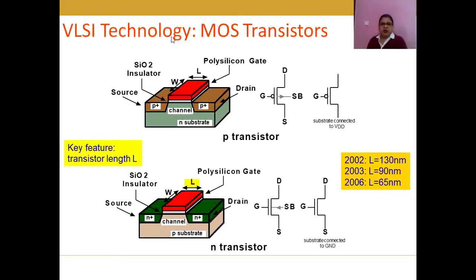Now see, this is a MOS transistor. This is a PMOS transistor, and this is an NMOS transistor. These are the source and drain diffusion areas, and the gap between these is known as a channel, from which we define the technology node also.